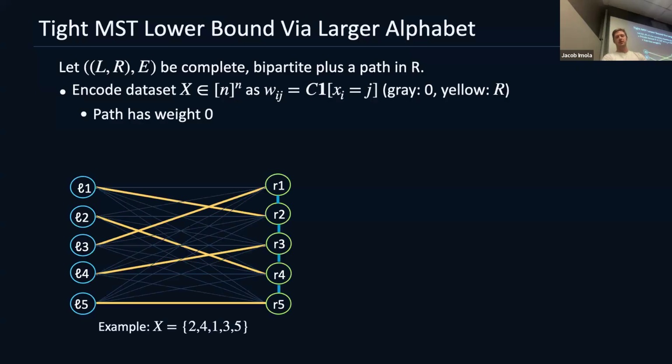I think it's actually reversed. It's reversed here. So here's this example. If you had a data set where the first element is 2, then L1 is going to have weight 0 to R2, and it's going to have weight C, for some constant C, for all of the other edges. So the yellow edges here have weight 0, the gray edges have weight C. And finally, the path is going to have weight 0 as well.